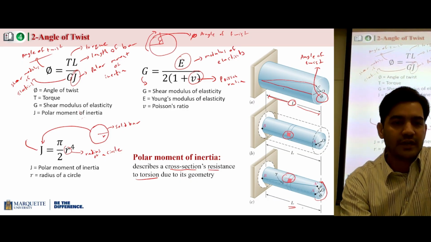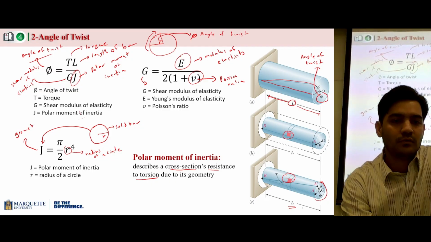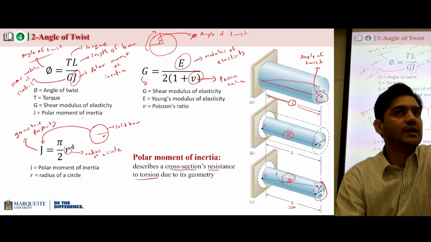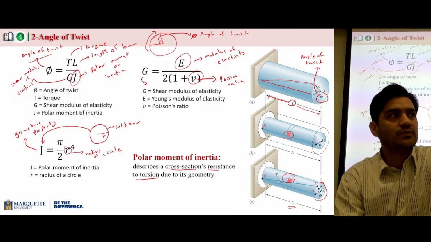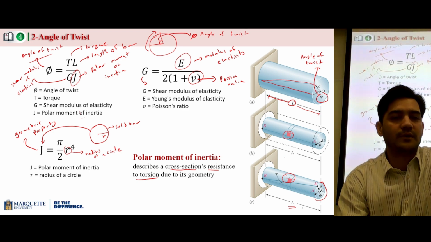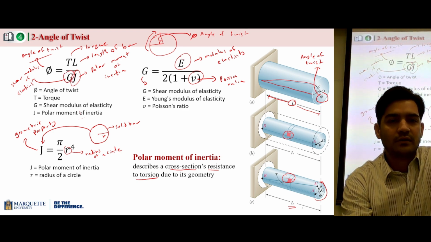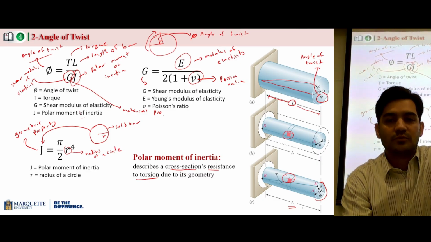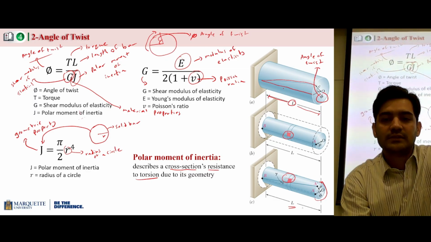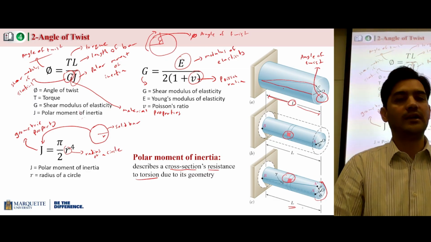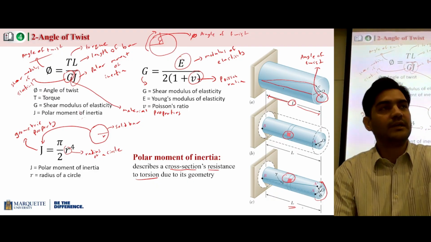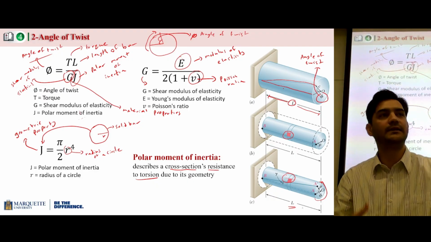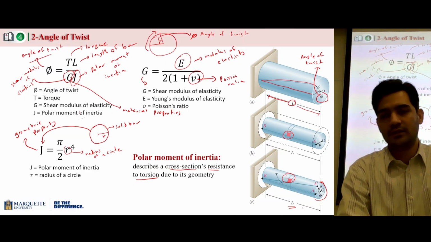So this polar moment of inertia is a geometric property. And all the geometric properties you have studied in statics. So in statics, what you guys were studying were basically geometric properties. And this G is actually a material property. So different materials have different G's. And E is also a material property. Poisson ratio is also a material property. So material properties depend on a material, and geometric properties depend on the shape of the object.